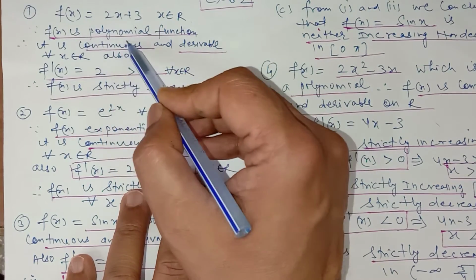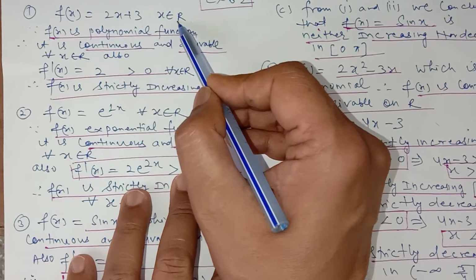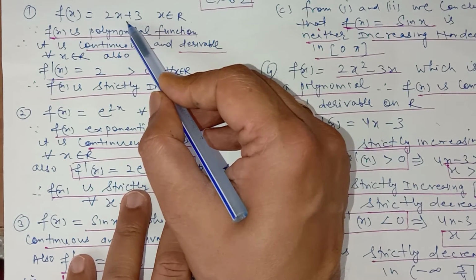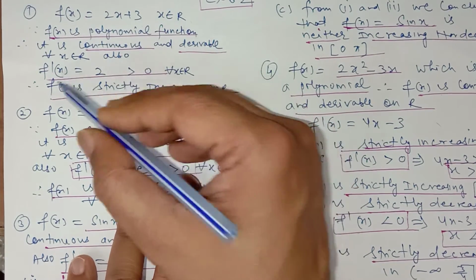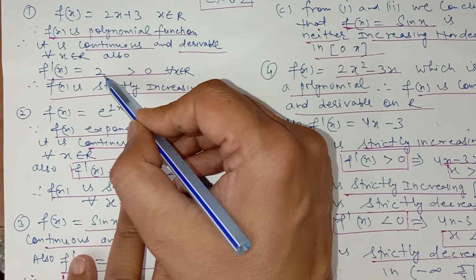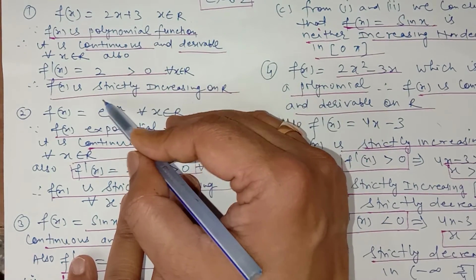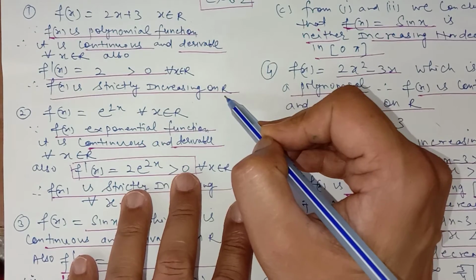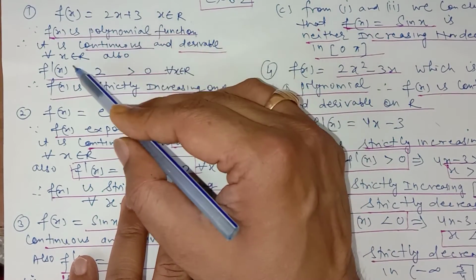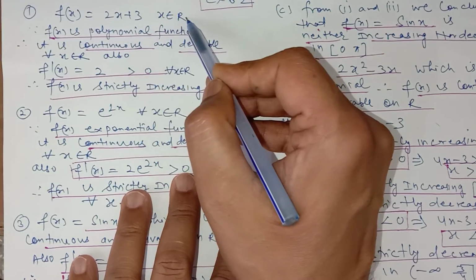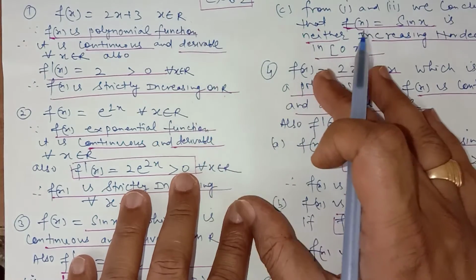Now f(x) is equal to 2x plus 3 for all x belonging to the real numbers. Because f(x) is a polynomial function, it is always continuous and differentiable for all x belonging to R. A polynomial function is always continuous and differentiable for all real numbers, and f'(x) is 2, which is greater than 0, so we can say that f(x) is strictly increasing on R. If you draw the graph of this, it will be a continuous function. There is no break in the graph for all real numbers, and it is a strictly increasing function.